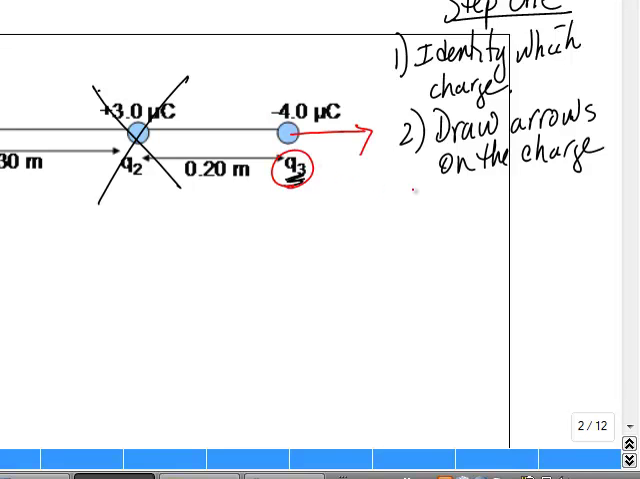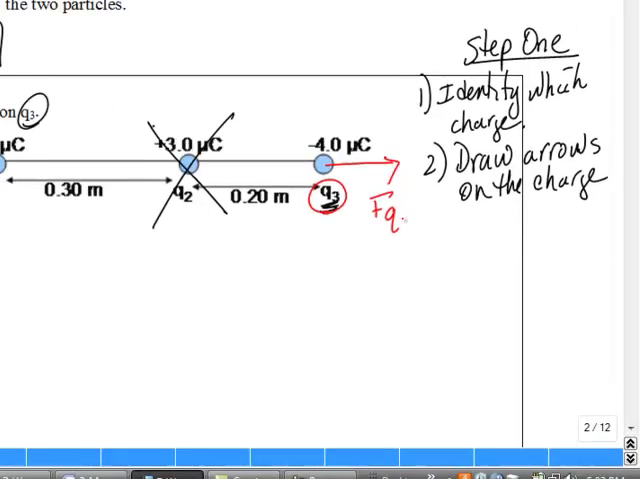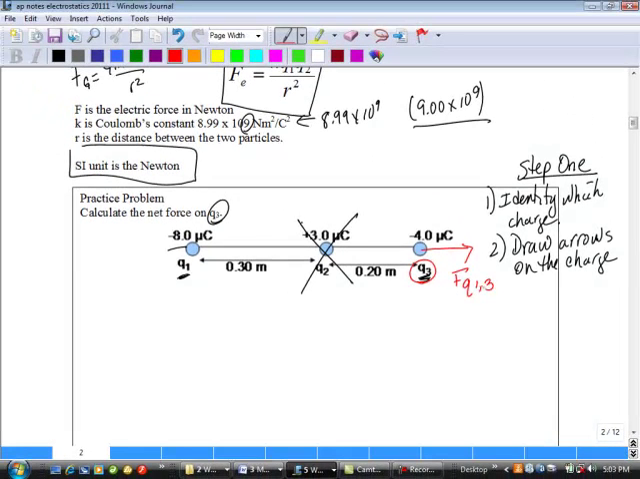Draw it to the right. It's repelling. And I'm going to label this the force between Q1 and Q3. Hopefully that makes a little bit more sense to you. And now I'm going to get rid of Q1 and see how Q2 is going to interact with Q3.